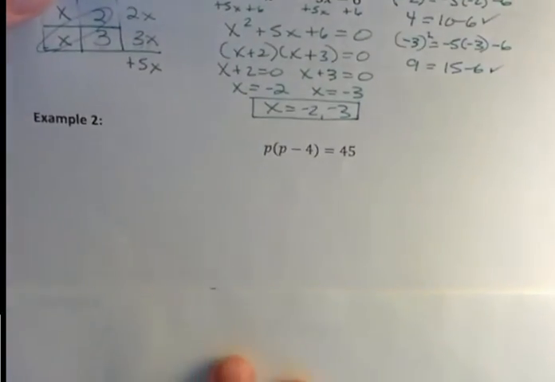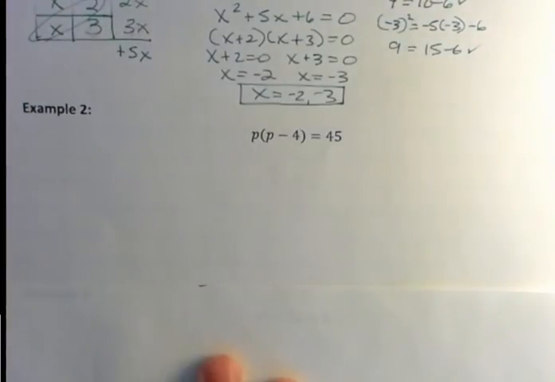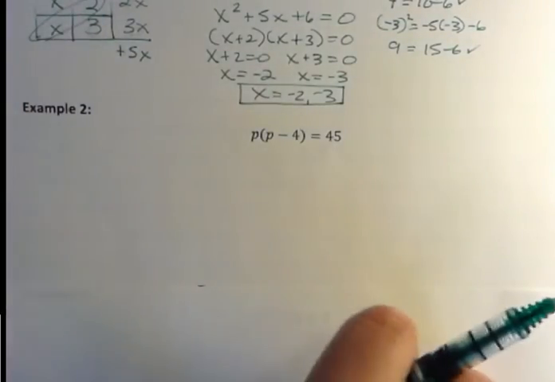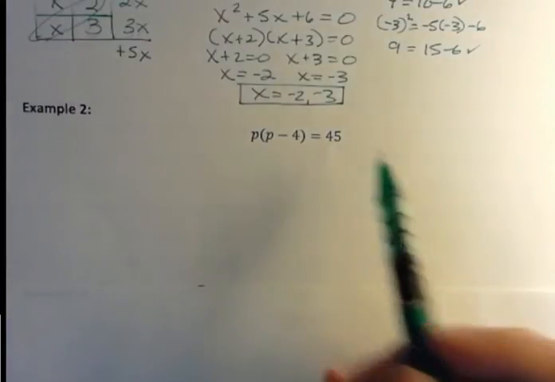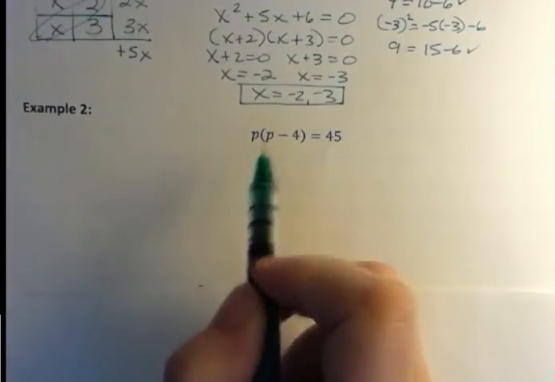The next one has all kinds of funky things in this one. We got parentheses in there. We got stuff on both sides. Remember, we want to set it equal to 0. We can't just say p equals 45 and p minus 4 equals 45. There's no 45 property of 0. This is the zero product, right? So we have to first distribute this.